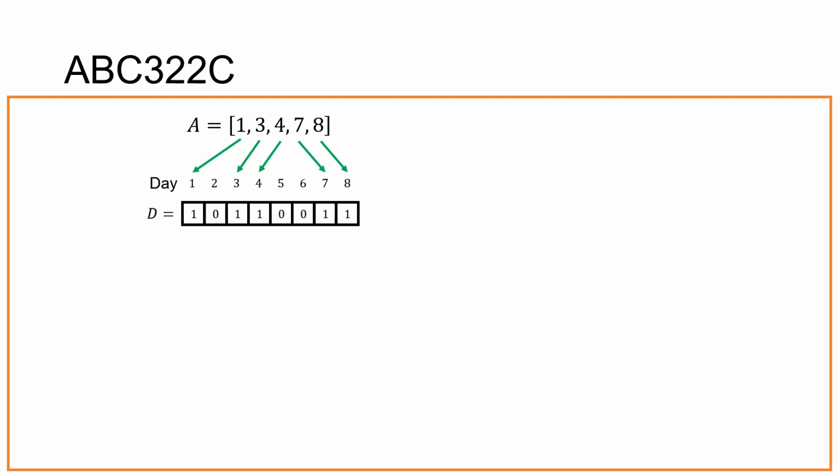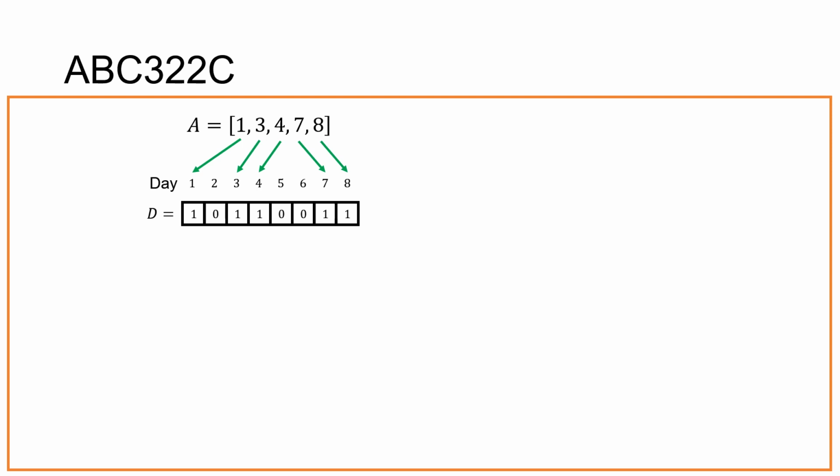But let's get started with problem C. We are given a list A of days fireworks will be launched. Our task is to count the remaining days until the nearest upcoming fireworks display for each day.